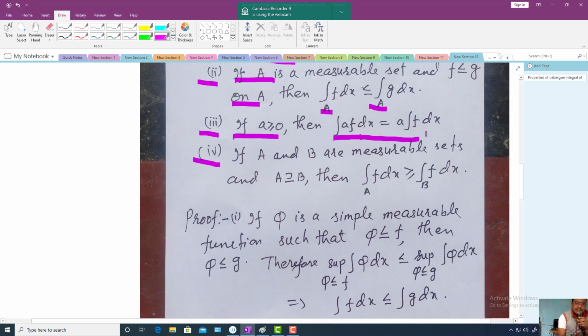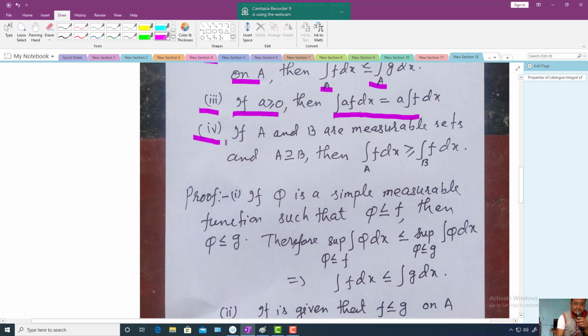And lastly, if A and B are measurable sets and A is a superset of B, then the integral of f on the set A will be greater than or equal to the integral of the same function f on the set B. This is the same function but the domain is bigger, therefore the integral is greater. So this is number 4.